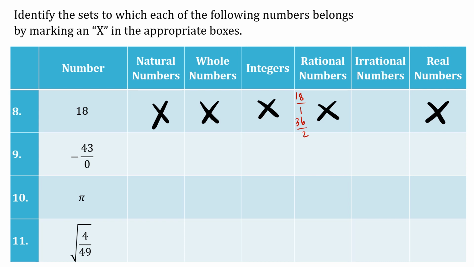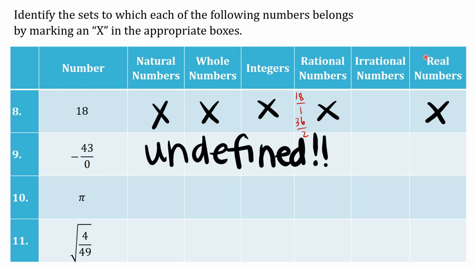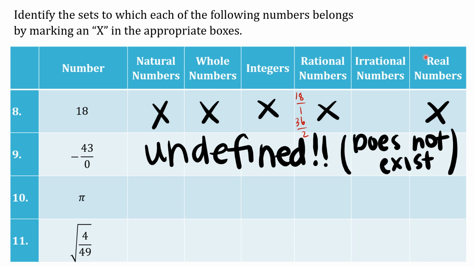All right, negative 43 over 0. Are we allowed to divide by 0? No, we are not allowed to divide by 0. So this was kind of a trick question. This one is undefined. You could also say it does not exist. Right, so it is undefined. We're not allowed to divide by 0.